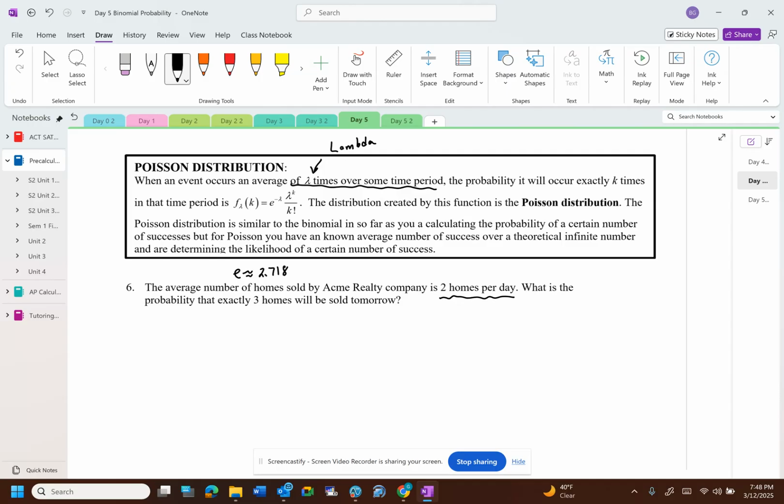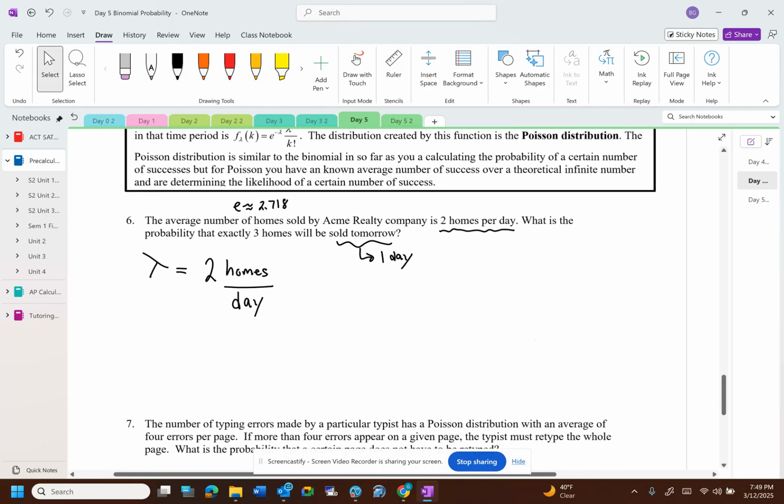First of all, lambda. Lambda is the average number of homes sold, and it's important you put the units here because that can matter. You have 2 homes per day, that's our average. Now, it asks what's the probability that 3 homes will be sold tomorrow, which is 1 day. So this lambda makes sense. If I had asked what's the probability that 3 homes were sold in a week, in a week I would imagine the average would be 14 homes. So you have to match your lambda to the unit that you're looking for.